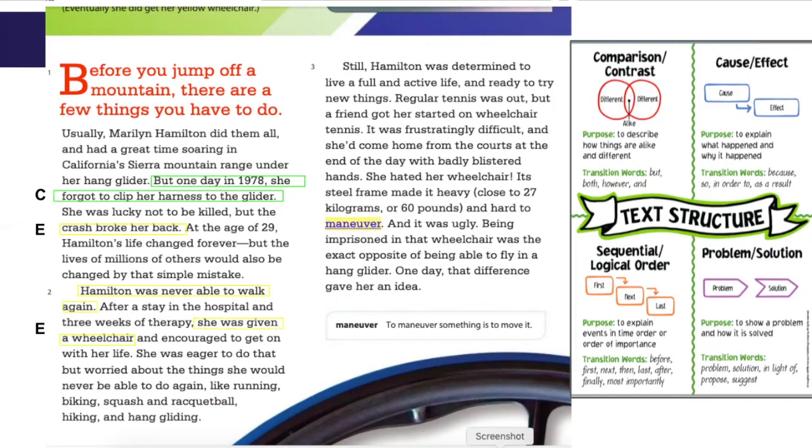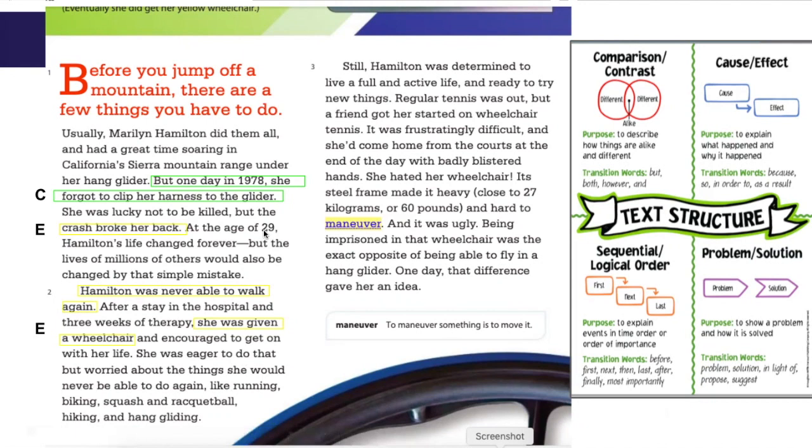Hamilton was never able to walk again. After a stay in the hospital and 3 weeks of therapy, she was given a wheelchair and encouraged to get on with her life. She was eager to do that, but worried about the things she would never be able to do again, like running, biking, squash and racquetball, hiking, and hang gliding.